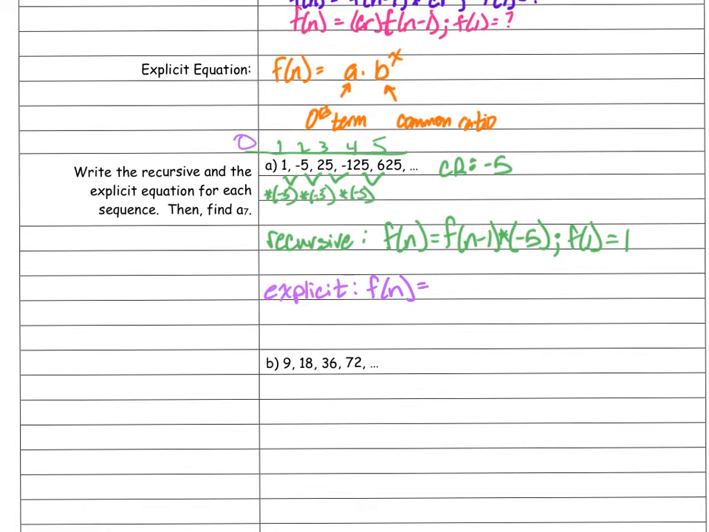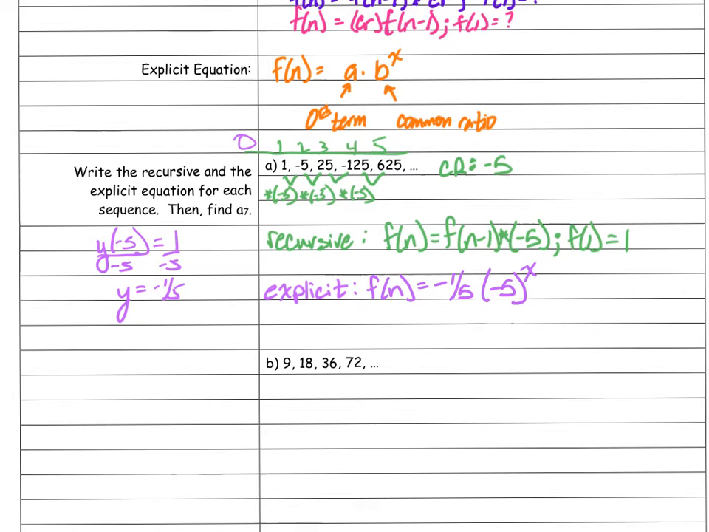It says what number, so that's a variable, so I'm going to say y. What number do I multiply by -5 to get +1? Well, I can solve that, right? I'm going to divide by -5, and y equals -1/5. So my 0th term is -1/5. And then it's times b, which is my common ratio, -5 to the x power. And that's it. That's all there is to that.